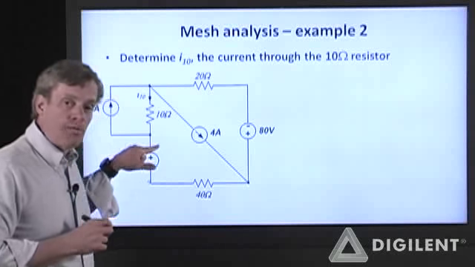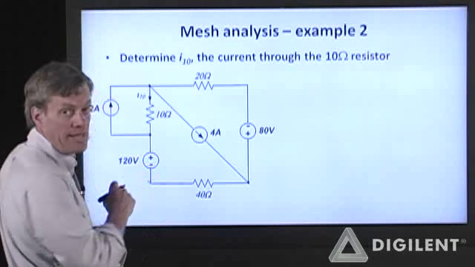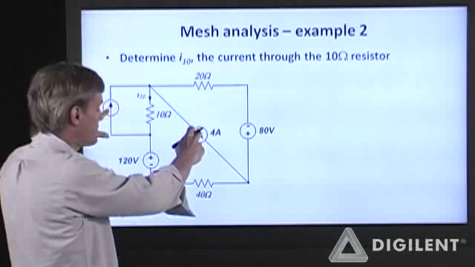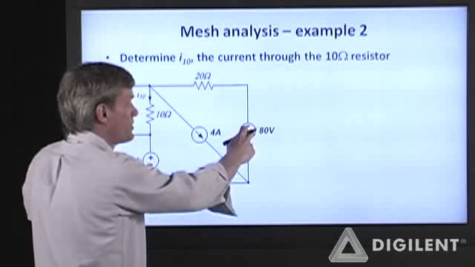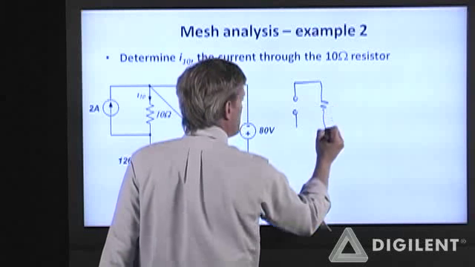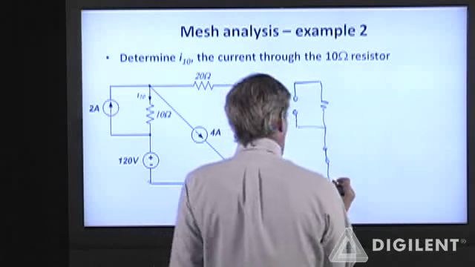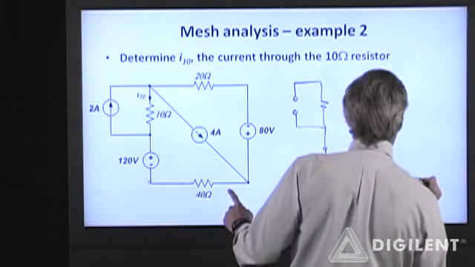Okay, we need to determine our mesh loops and our mesh currents. We do that by killing the sources. This current source and this current source will become open circuits. This voltage source and this voltage source will become short circuits. So opening up the 2 amp source, there's a resistor there that I don't need to change, shorting the 120 volt voltage source. That resistor doesn't need to change.